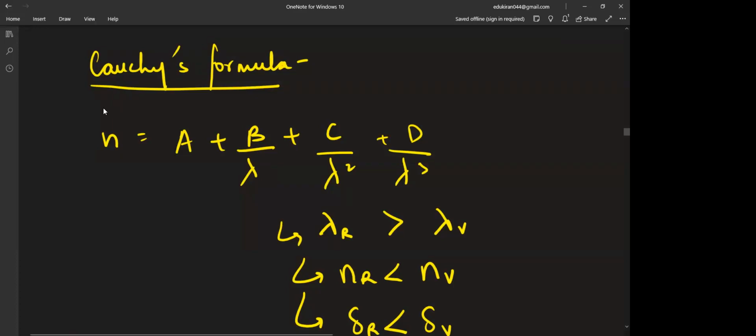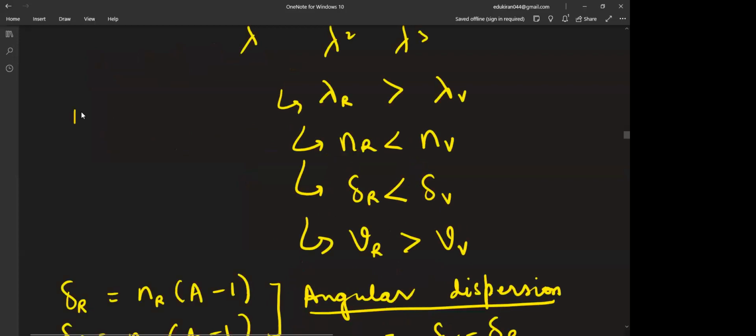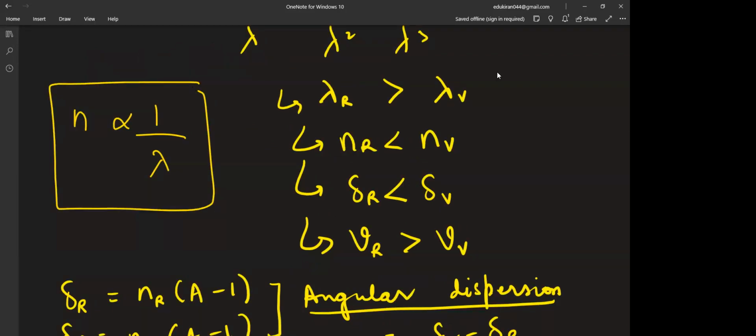See, you have Cauchy's formula. You just have to remember the formula. A, B, C, D, all these are constants. Here you have to remember that refractive index is inversely proportional to the wavelength. Red color has the highest wavelength. So if the wavelength of red is higher than the wavelength of violet, this is the order. So the refractive index of red will be less.